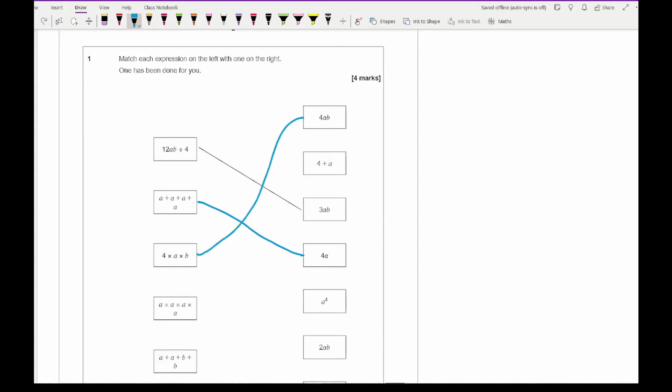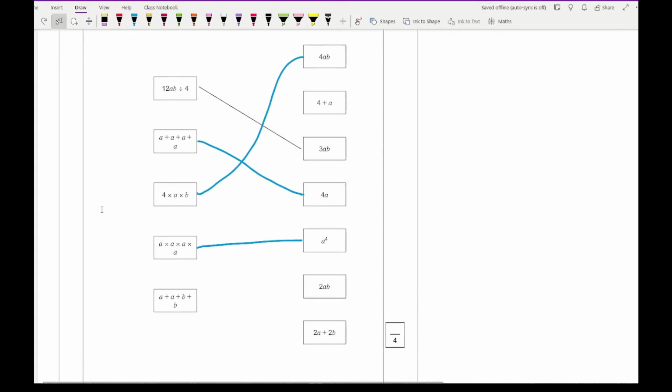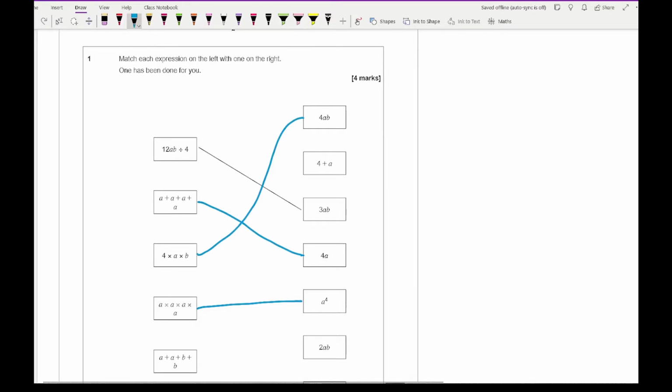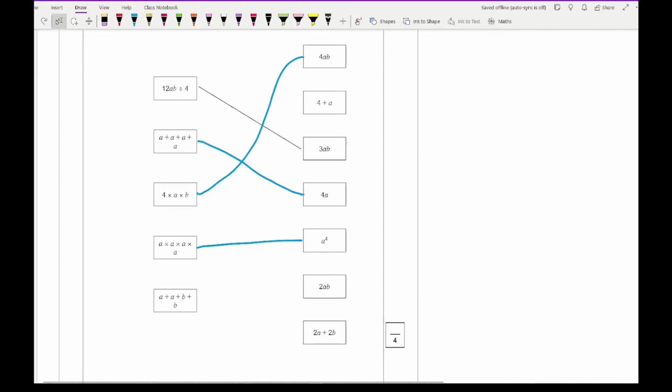It doesn't really matter whether you're drawing these lines with straight lines or curved lines, as long as they're meeting up with the correct ones, it's all good. Then for the next one, it's a times a times a times a, which is multiplying. We're using powers because the base numbers are the same, so it's going to be a to the power of 4. Finally, we're looking at a plus a plus b plus b. Joining the like terms, we get 2a and 2b, so we're looking for 2a plus 2b, which is our last option.